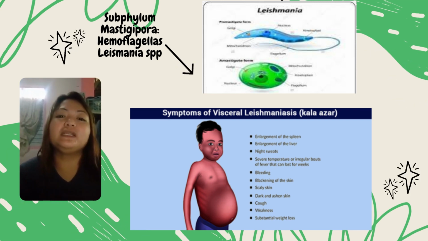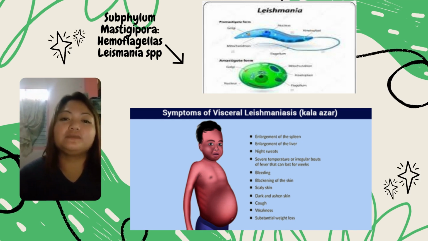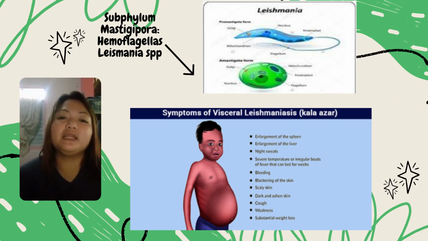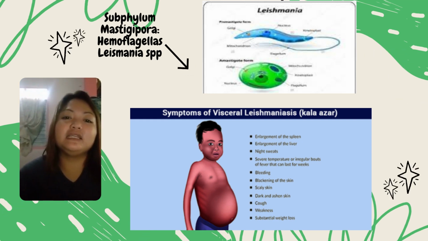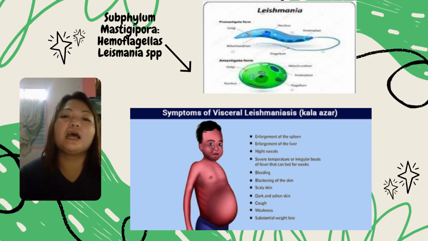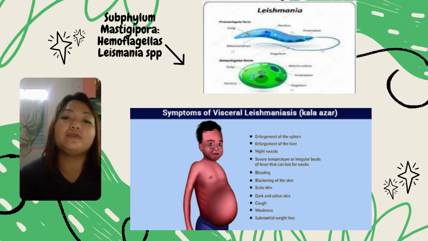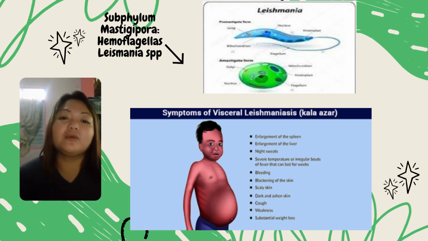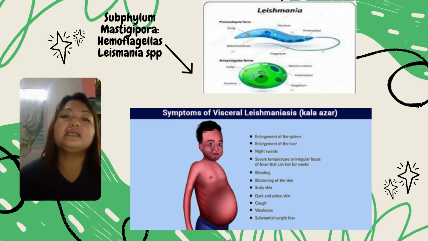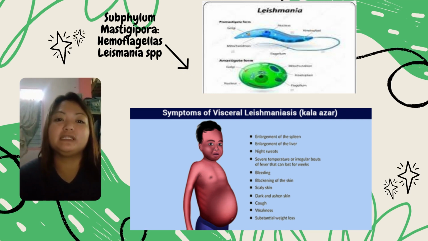The disease begins with intermittent fever, weakness, and weight loss. Splenomegaly, massive enlargement of the spleen, is characteristic and leads to hypersplenism or anemia. Hepatomegaly is enlargement of the liver. Kala-Azar, or black sickness or fever, refers to hyperpigmentation of the skin in light-skinned patients.